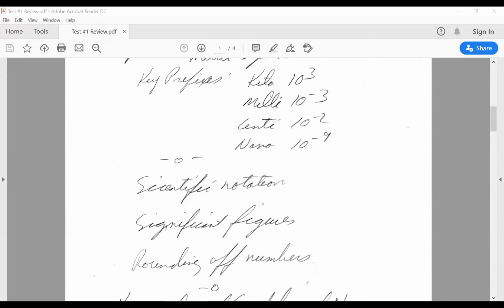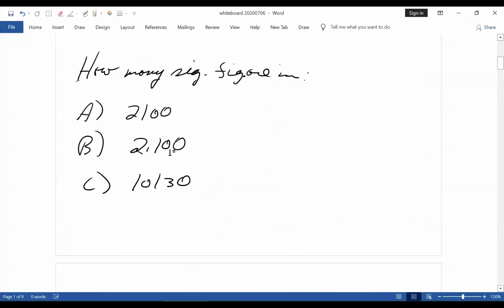Why don't you try these? How many significant figures are in each of the following numbers? It's not really showing in. Oh no, hold on. Thank you for telling me. All right, you see it now? Yeah, thank you. You're welcome.